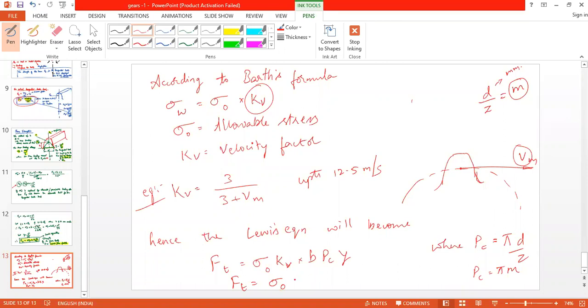There is sigma O, B, I, M, kV. Okay, so this is the Lewis equation. Based on this equation, we can find out the beam strength of the gear tooth. Is it clear? If you have any doubt, you can ask me.